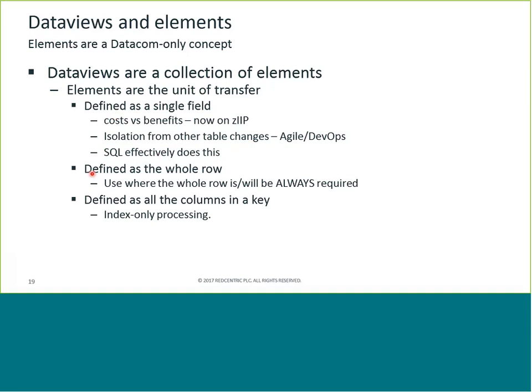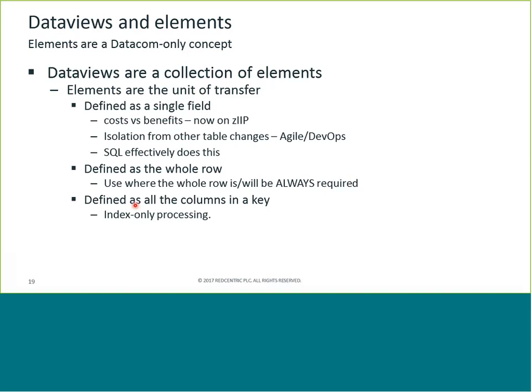An alternative is that you have one element defined as the whole row, and you use that. You definitely want to use that where you always want to reference the whole row. So in cases where you're inserting rows, of course you want to have the whole row. If someone adds an extra column, you need to know about it, and you need to have that in your program, so it's going to cause an update to your program anyway. So it's certainly worth having a whole row element for that, and a data view for that.